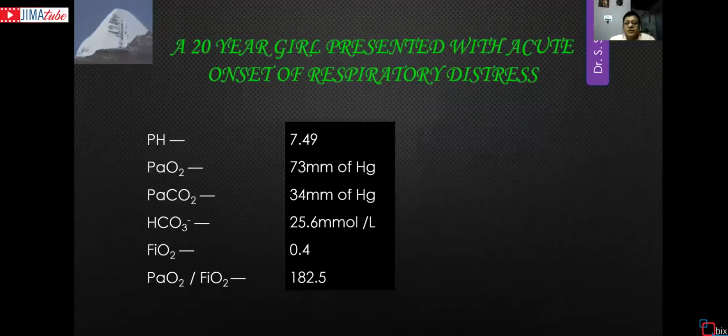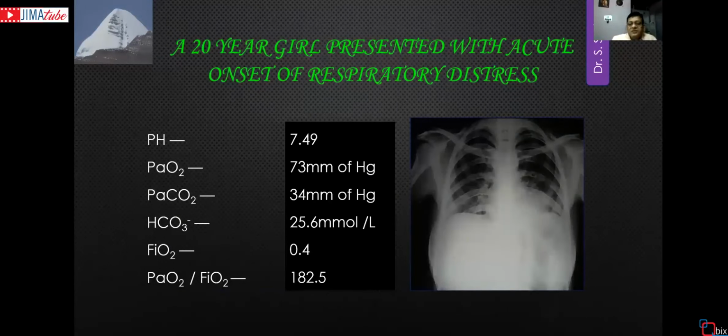A 20-year girl presented with acute onset respiratory distress following vivax malaria. Now, here the pH is alkalotic. There is hypoxia with PaO2 FiO2 ratio 182. And her X-ray shows bilateral lung infiltration without cardiomegaly. So we diagnosed this case as ARDS.